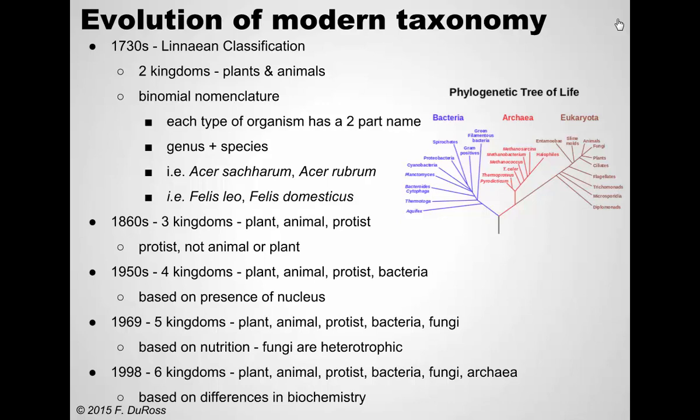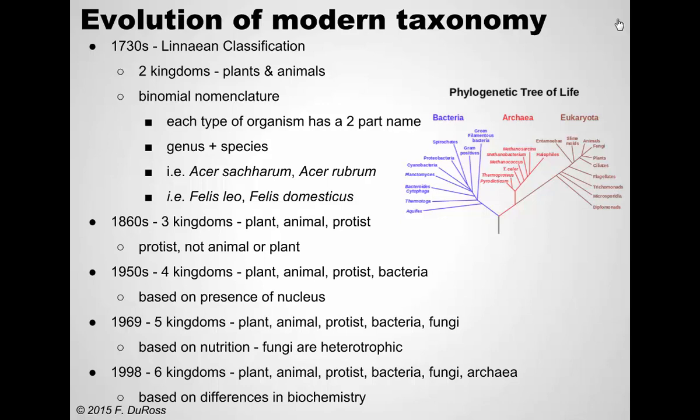Anyone want to take a guess as to what type of maple Acer rubrum is? It's a red maple. Felis leo, Felis domesticus. Again, these are scientific names. They're in Latin, and they're written in italics or underlined. Felis leo, feel like a lion. Yeah, that's a lion.